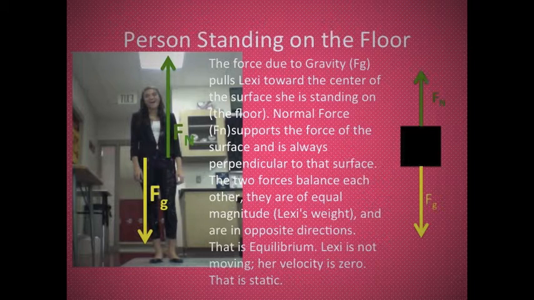The force due to gravity pulls down on Lexi, while her natural force pulls up. These forces balance each other out. Because Lexi is not moving and the forces applied to her are balanced, Lexi is in a state of static equilibrium.